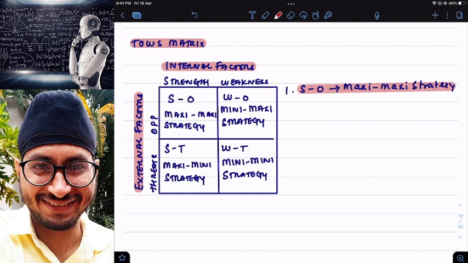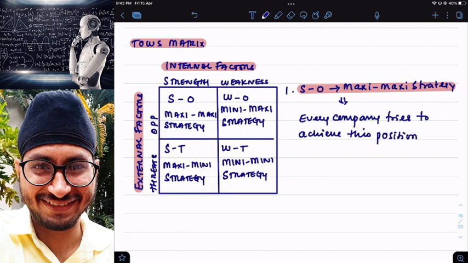First one is SO, maxi strategy. It means every company should try to achieve this position. Every company tries to achieve this position, right?